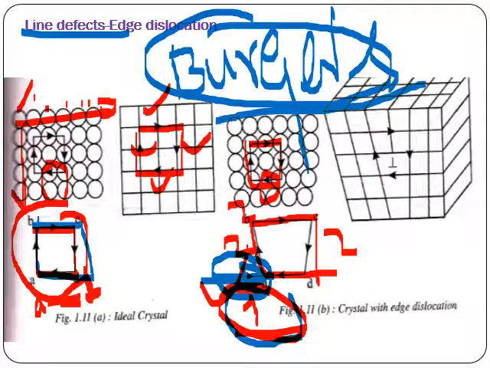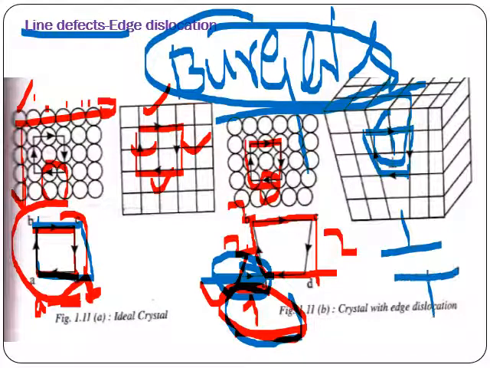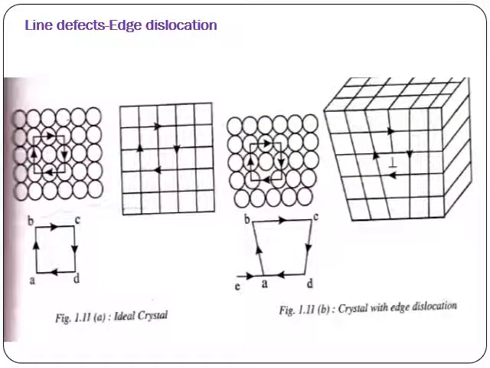So you can see it here. Here it's 2, here it's a 1, here it's a 2. So this plane of atoms is terminating here. You can see the symbol like this, a perpendicular symbol. That is a positive edge dislocation. If the same thing happens in reverse, if the plane of atoms is missing here, then the symbol will be an inverted T, that is a negative edge dislocation. Hope you understood that one.